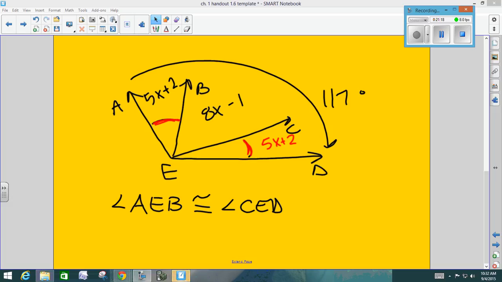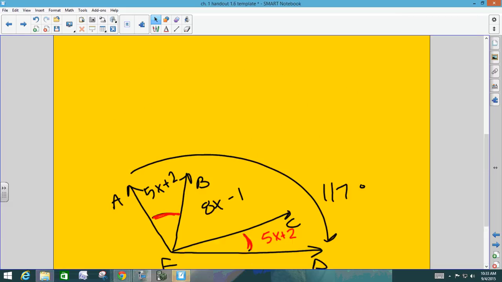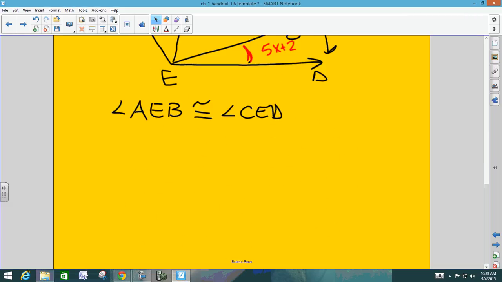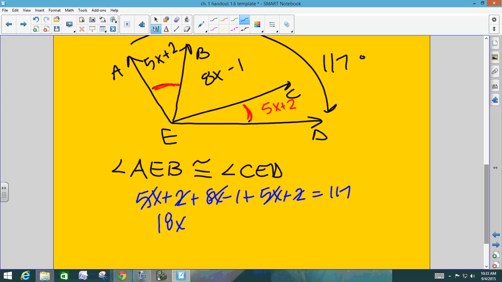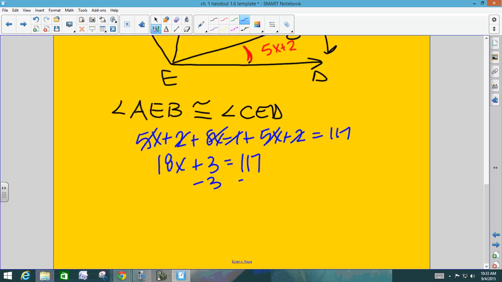So if I take this first angle, AEB plus BEC plus CED, all 3 of those have to add up to what? 117. Good. All right, so we would have 5x plus 2 plus 8x minus 1 plus 5x plus 2 equals 117. 5 and 5 is 10 plus 8 more, 18x. 2 plus 2 is 4 minus 1, 3. How do I bring my 3 over? What's 117 minus 3? How do I get rid of the 18?